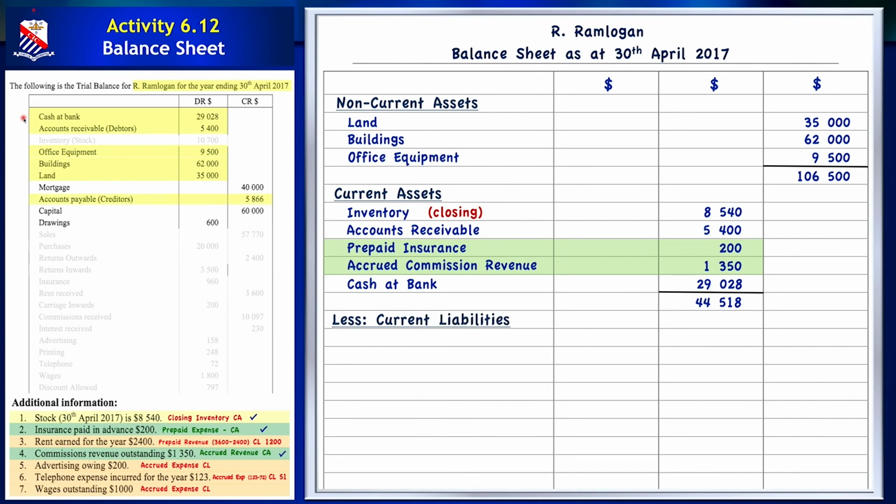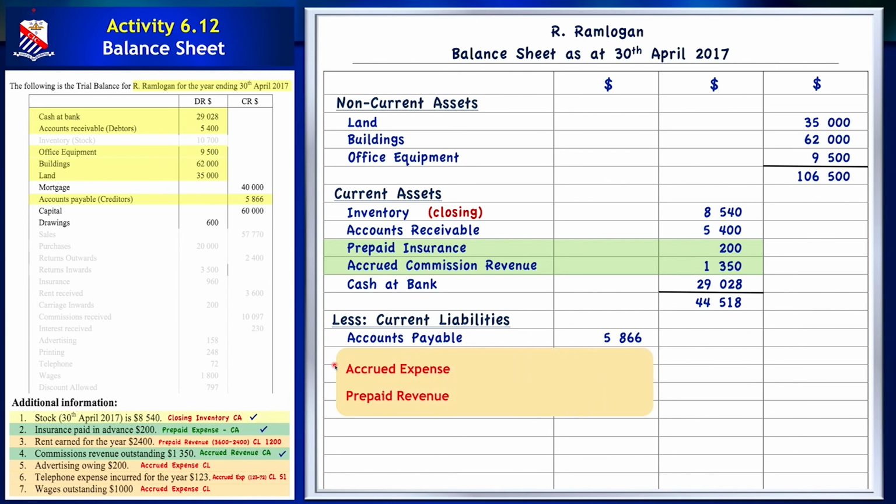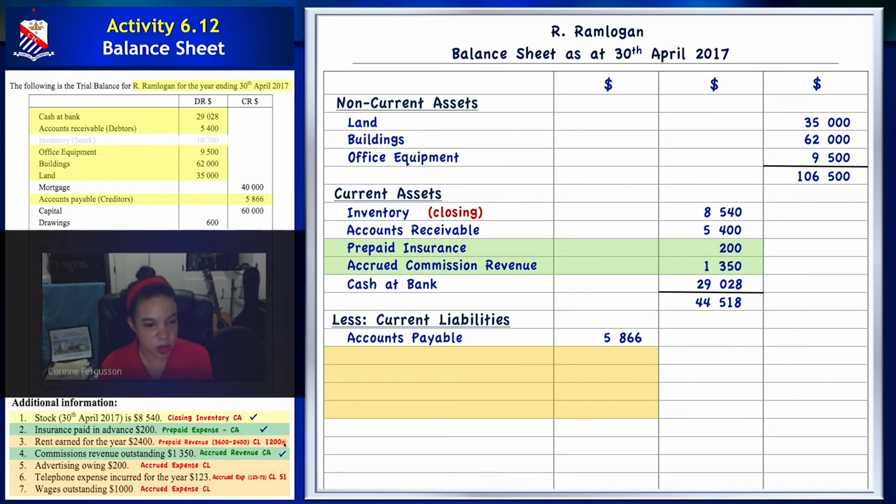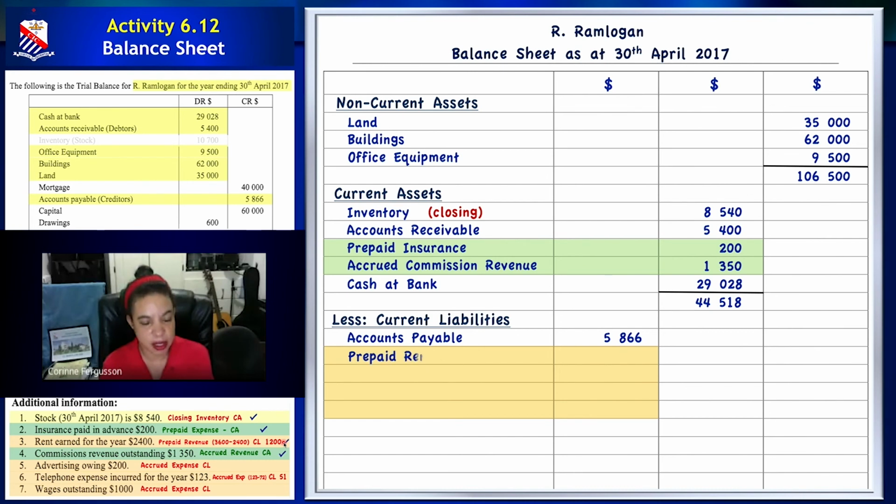You check for your current liabilities, no bank loan below a year, but there is accounts payable, creditors, 5,866 using the first column. And then we have our accrued expenses or prepaid revenue, which we have 4 of when we did our little notes to the notes, the additional information. So we could always start in the order. And the first one we're going to do would be number 3, which would be your rent earned. So you ended up with prepaid rent received or prepaid rent revenue.